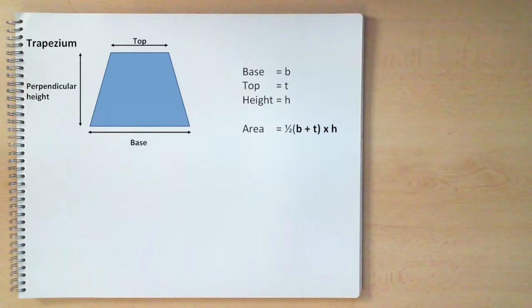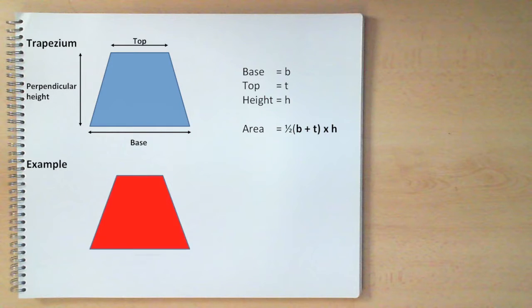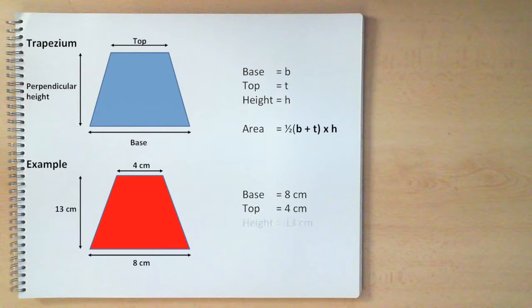If we look at an example, we'll see clearly what we're doing here. Our example has a trapezium with a base of 8 centimeters. The top length is 4 centimeters, and the height, the perpendicular height, is 13 centimeters. So if we put those into our formula, we get a half of 8 plus 4 times 13. 8 plus 4 is 12. A half of 12 is 6. So 6 times 13 gives us 78 centimeters squared.